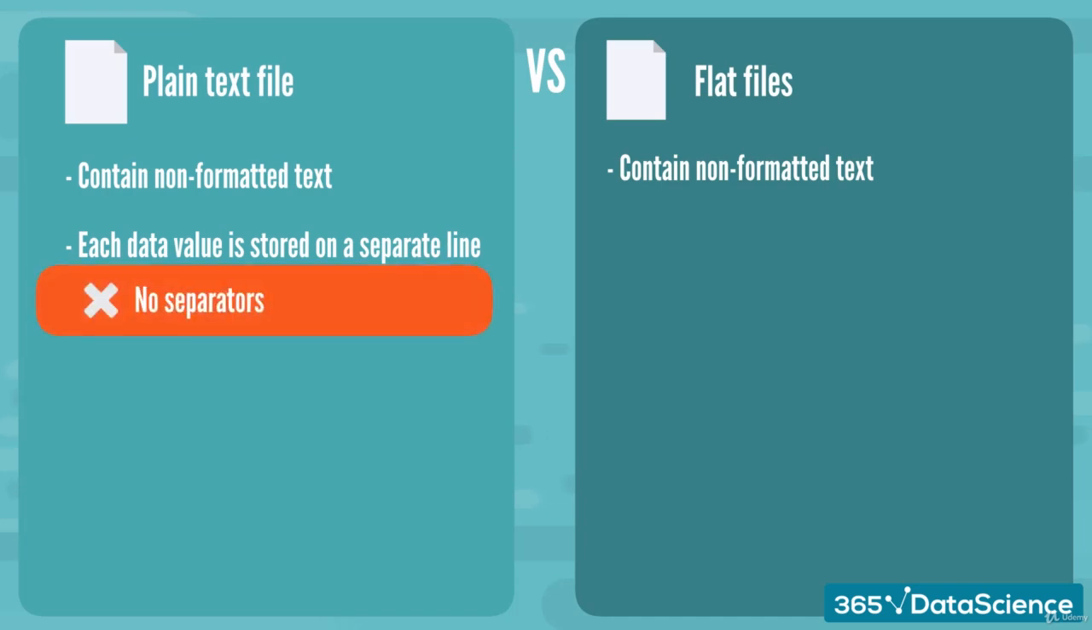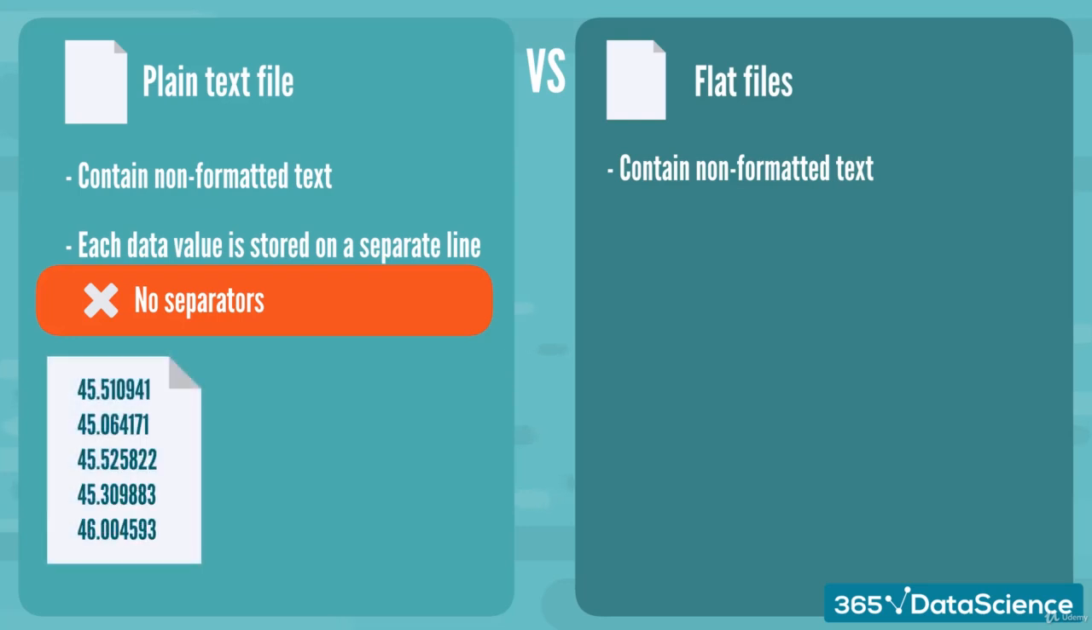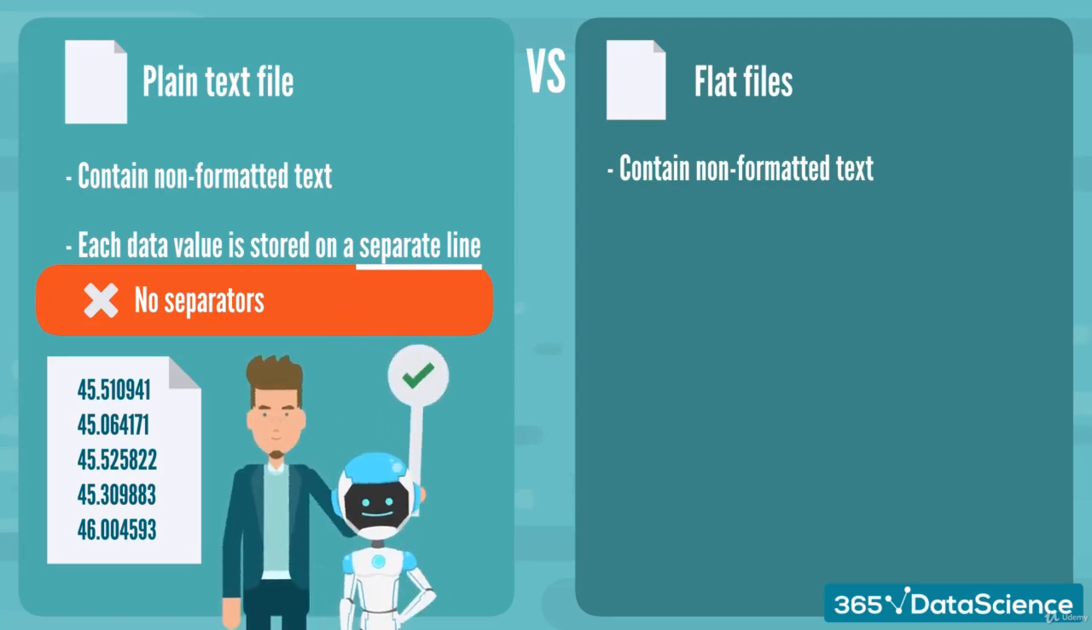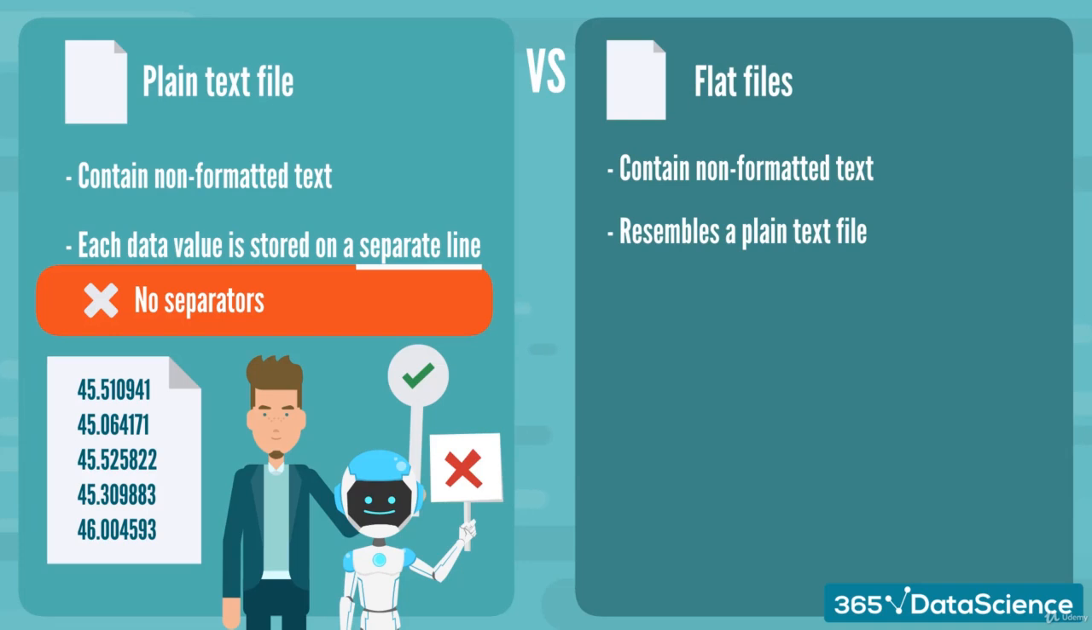For instance, a plain text file containing the average monthly stock price of a company shall store each monthly value on a separate line. Now, having values on separate lines is clear to the human eye, but not really essential for a machine. Therefore, we also have flat files. A flat file resembles a plain text file, with the difference that the data has some type of separator to separate the values. Such a separator can be a comma, a tab, a semicolon, etc.